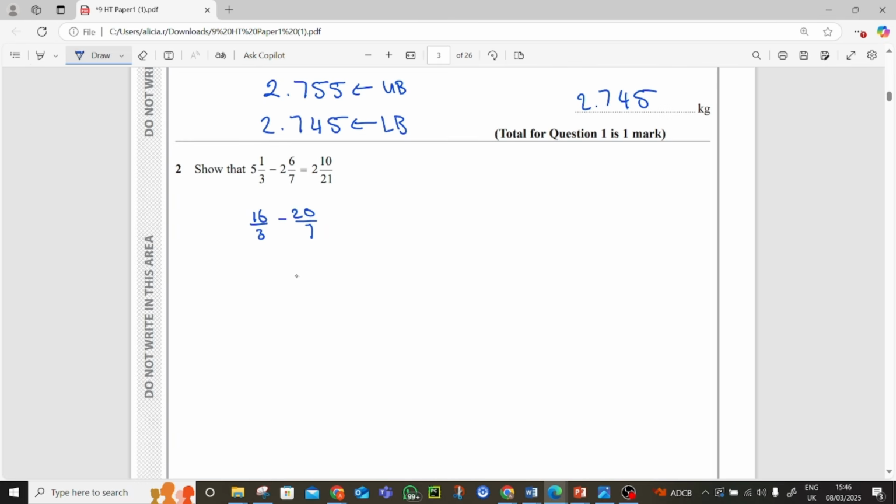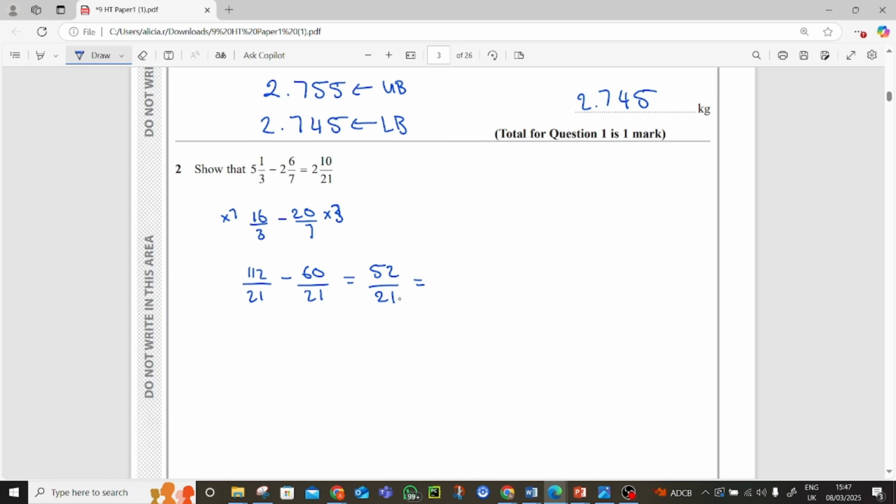Now, I can't subtract these fractions because the denominators are not the same. I'm going to take this fraction here and multiply by 7. I'm going to take this fraction here and multiply by 3, and then they will both be over 21. So 7 times 16 is 112, 3 times 7 is 21, and then 20 times 3 is 60, and 7 times 3 is also 21. Now we have a common denominator. I can subtract these. 112 minus 60 is 52. And this is over 21.